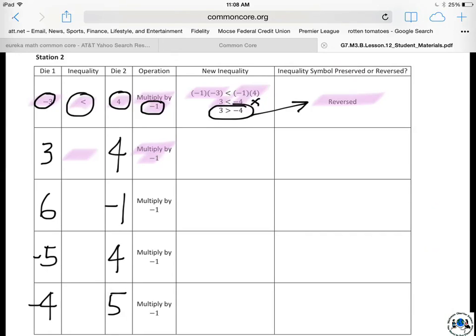Actually, multiplying by -1 goes throughout. So multiply each side of that inequality by -1, and then determine whether we have a preserved inequality symbol or a reverse inequality symbol. Okay, so go ahead and come on back and check your answers.